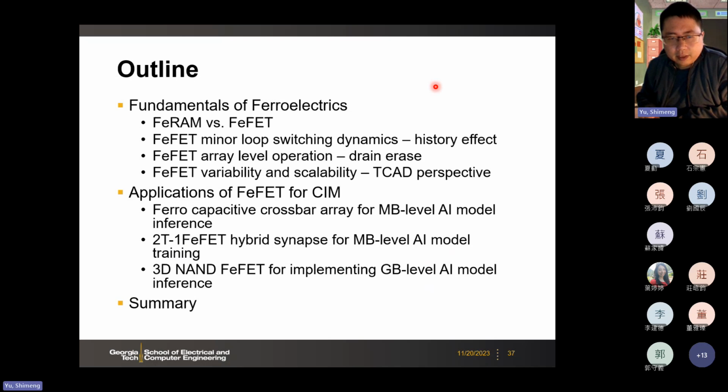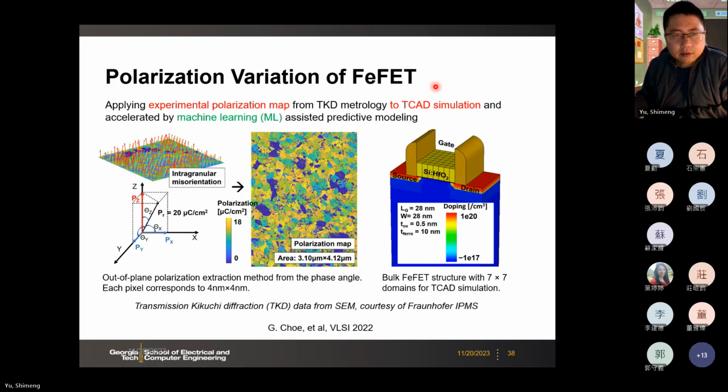And finally, let's look at the variability and scalability. The challenge, as I mentioned earlier, is that as you grow the ferroelectric thin film, you have variation across different locations of the wafer. If we measure this with the so-called transmission Kikuchi diffraction methodology, you get the polarization, the surface charge, at different locations of the wafer. So if you make the transistor in this location or in another location, you have different VTH or different behavior.